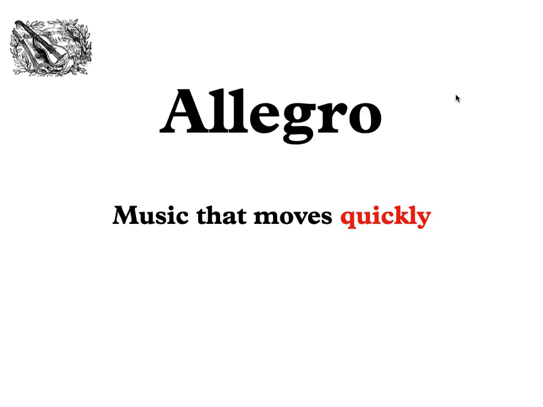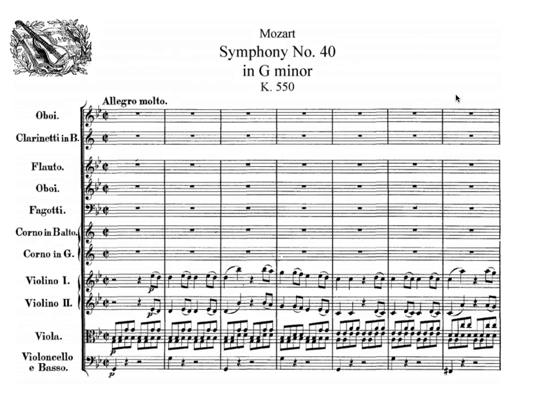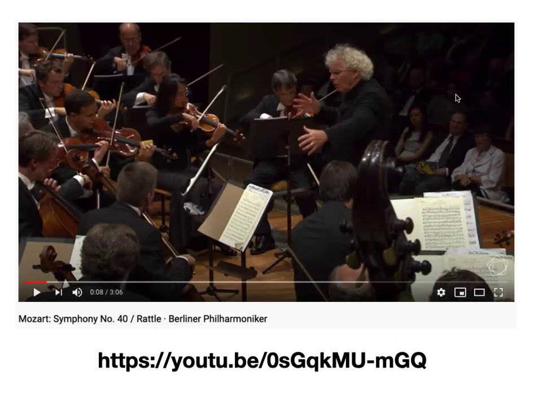Allegro, music that moves quickly. This piece, Symphony Number 40 by Mozart, he wrote the description Allegro molto. And so I would encourage you to paste this link into your browser and watch this performance, and you could see Simon Rattle's interpretation of Allegro, because every conductor will be slightly different.